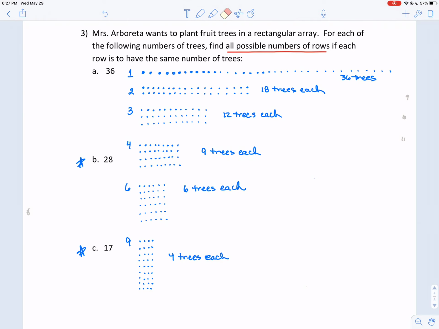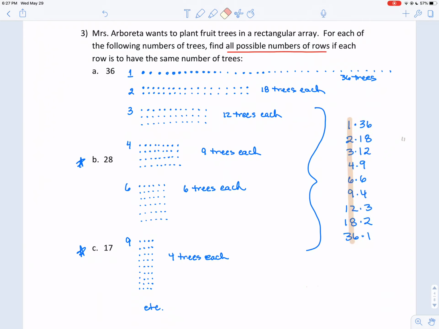Are you starting to see a pattern? We could keep going. So you could think of it like this. Here are the factors of 36. 1 and 36, 2 and 18, 3 and 12, 4 and 9, 6 and 6, 9 and 4. Notice that the ones in red that I've highlighted, those are the number of rows. So, to answer the question, the number of rows for Miss Arborita to have 36 trees and the same number of trees in each row would be basically the factors of 36.